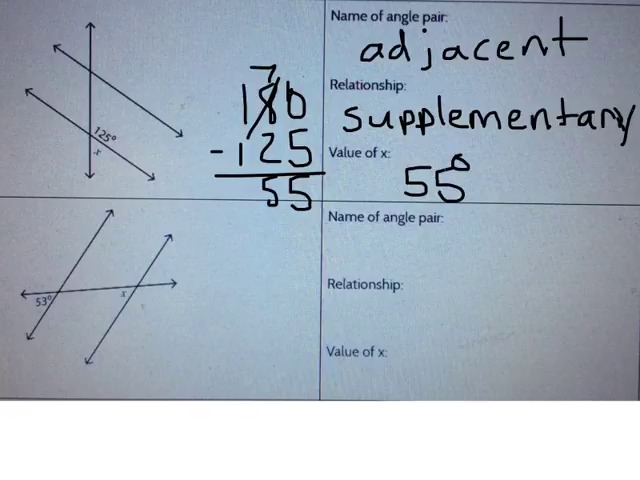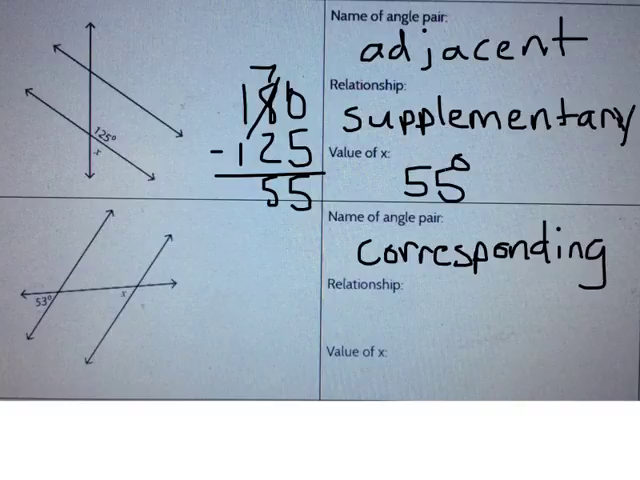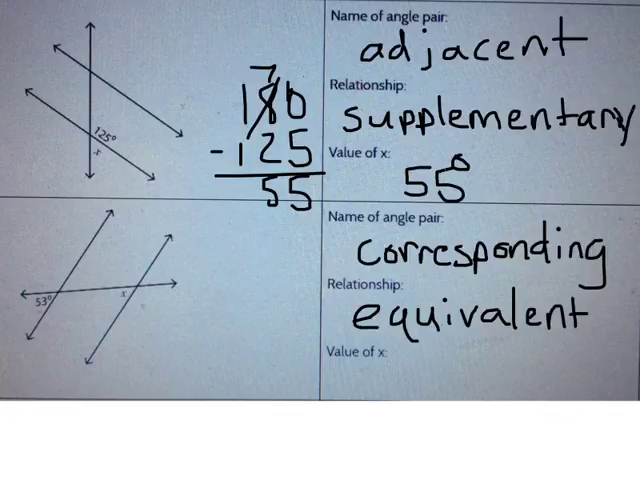Look at the next example. What is the name of this angle pair, 53 degrees and x? These are corresponding angles. What is the relationship between corresponding angles? Corresponding angles are equivalent to one another. So what's the value of x? It's 53 degrees.